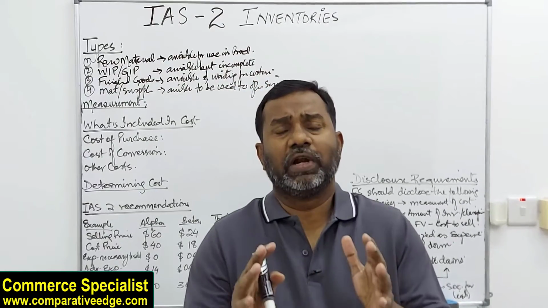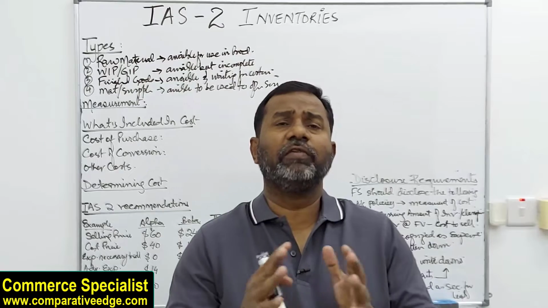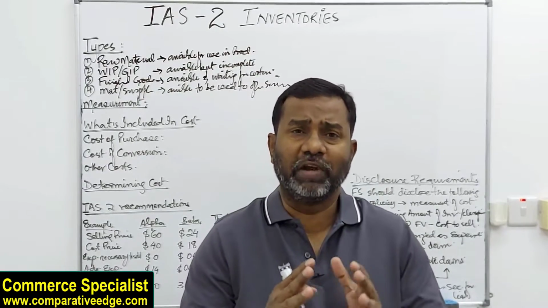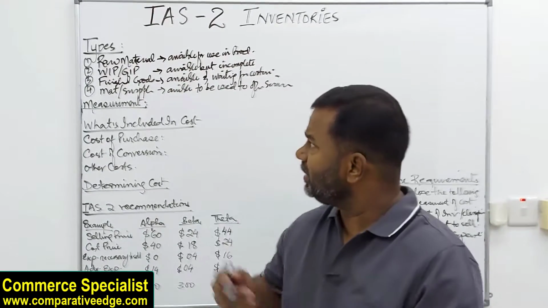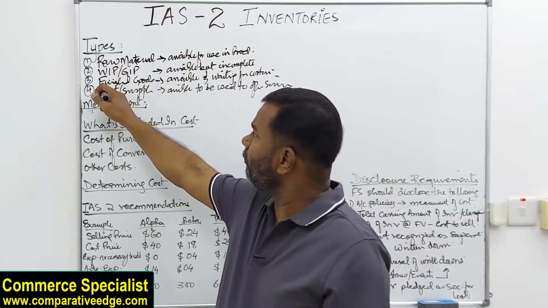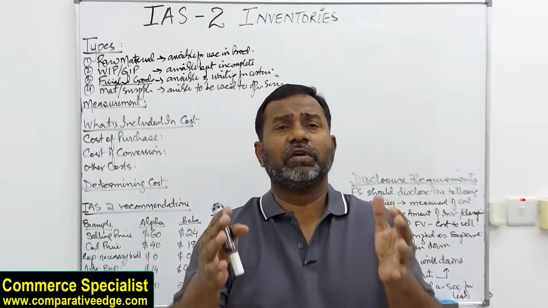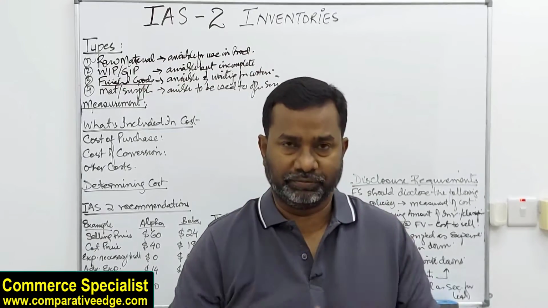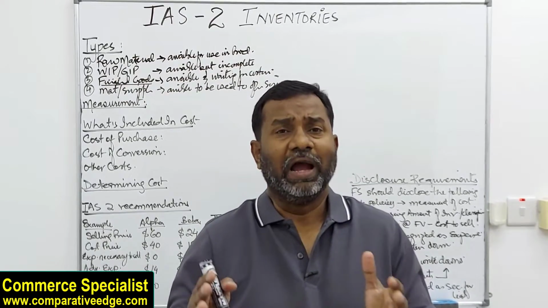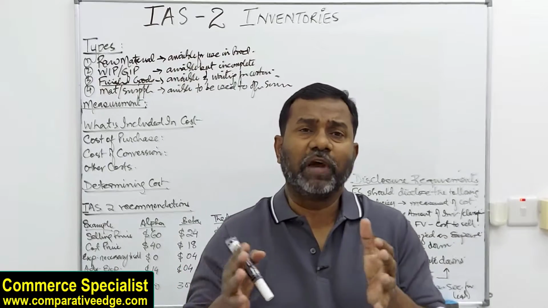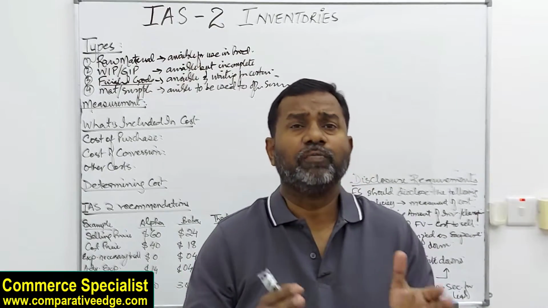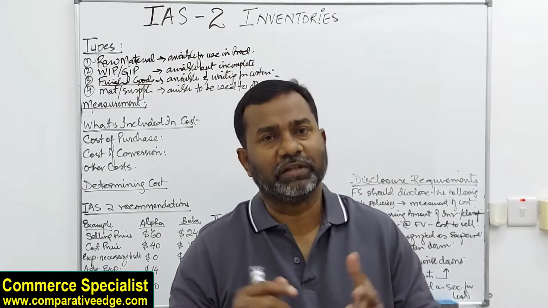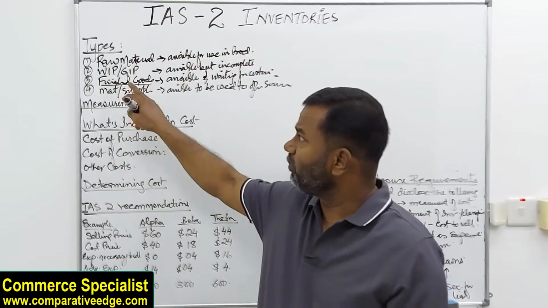One thing everybody should understand is that whenever we are talking about IAS 2 inventories, our focus is on inventory of finished goods. That means inventories of goods which are available and are to be sold. In other words, items which we either manufacture or purchase for the purpose of selling. That is known as inventory of finished goods.